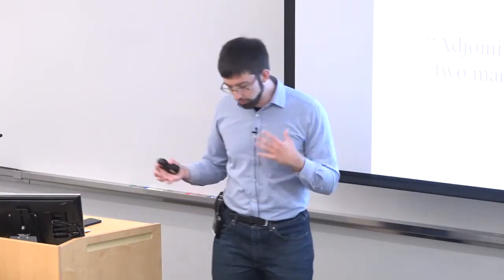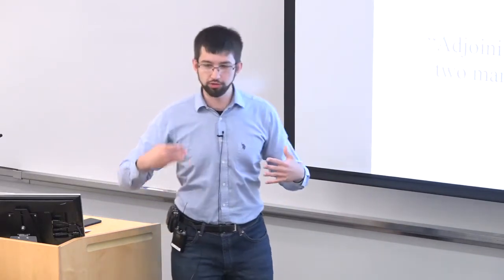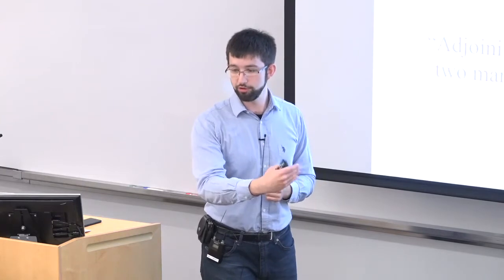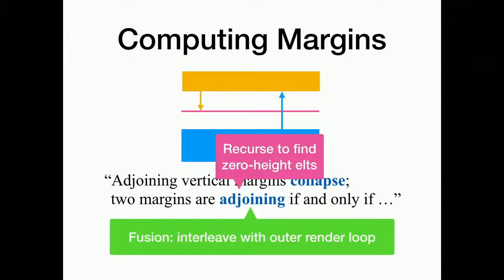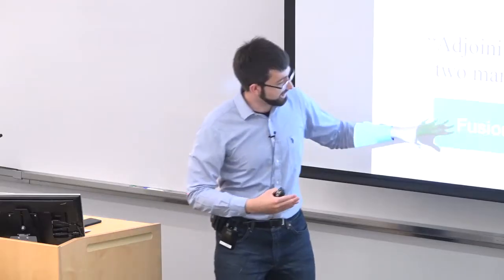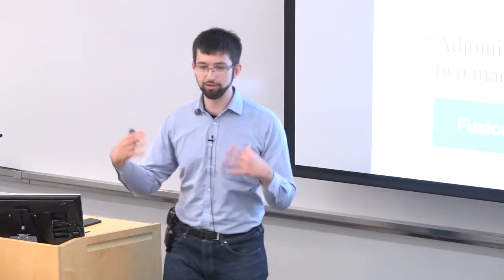So what we do instead is we try to fuse this inner loop with the outer loop that already recurses over all the elements to determine where they're placed. In other words, we're going to interleave this computation of which elements have 0 height with the element by element rendering. So we basically maintain a pointer to the last non-zero height element. And this kind of fusion between the inner and the outer loop again gives us a single loop, no nested loops. Life is good.